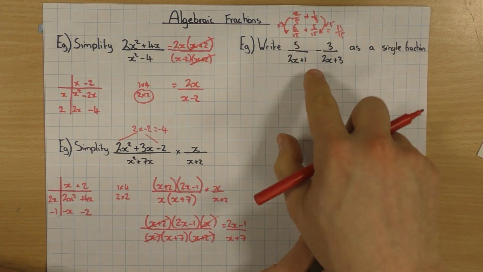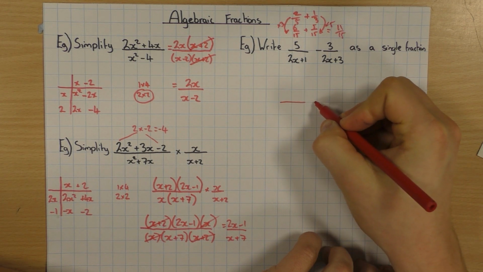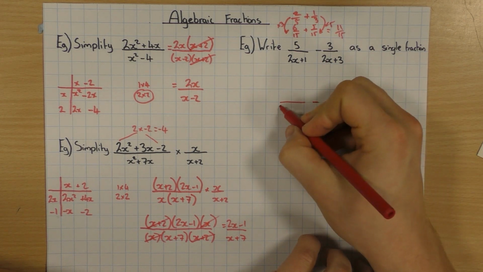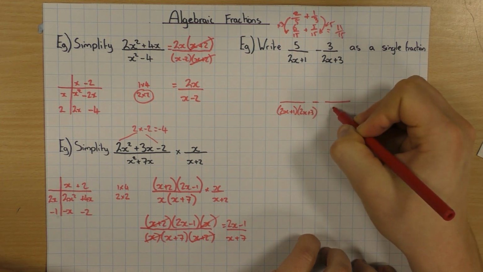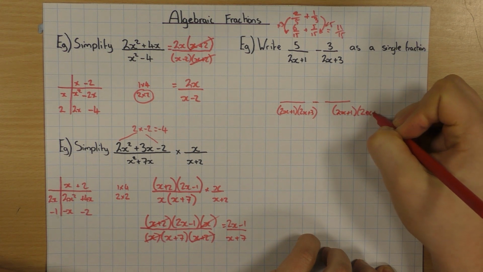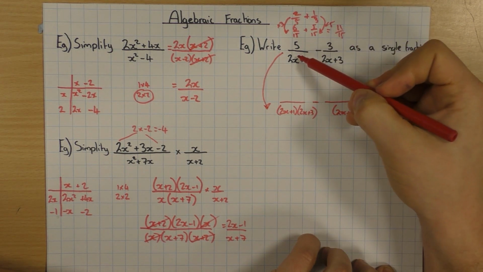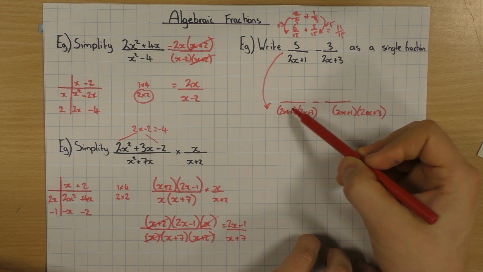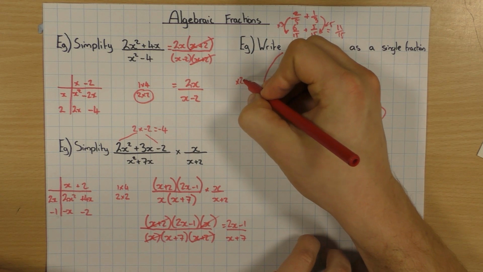So I'm going to use that same technique down here. To work out what I'm going to make my denominators, I'm going to times these two together. So I'm going to have 2x plus 1, 2x plus 3, 2x plus 1, 2x plus 3. So how do I go from this one to this one? Well, I times by 2x plus 3, because I've already got my 2x plus 1. So how do I go from 2x plus 1 and then times that by 2x plus 3? I times by 2x plus 3.